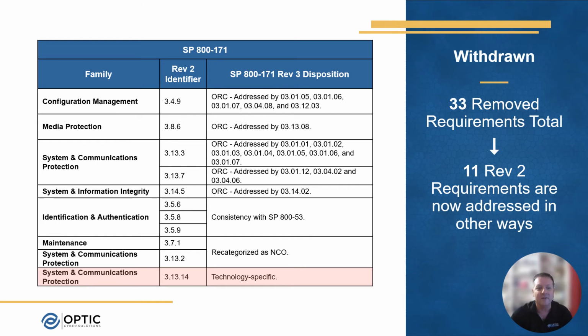And then the very last requirement here that was actually removed from 800-171 Rev 3 was 3.13.14. And this is the control that specifically dealt with VoIP technologies. And it was removed because it was the only control that called out a technology specifically. And again, we're not saying that VoIP capabilities don't need to be protected. We're saying that all of the requirements within 853 need to be allocated to all system components, including the VoIP technologies, and therefore there's no need to call it out specifically.